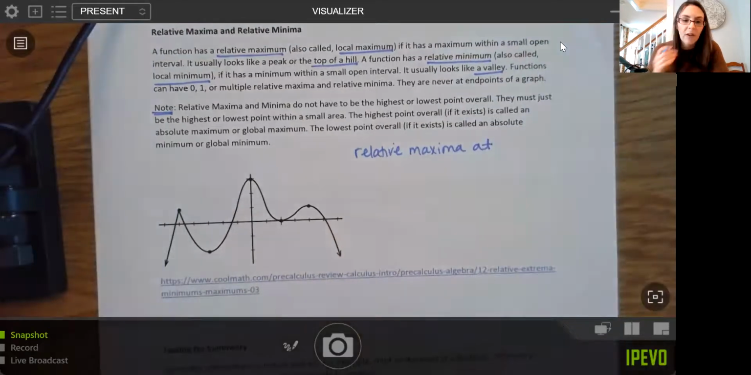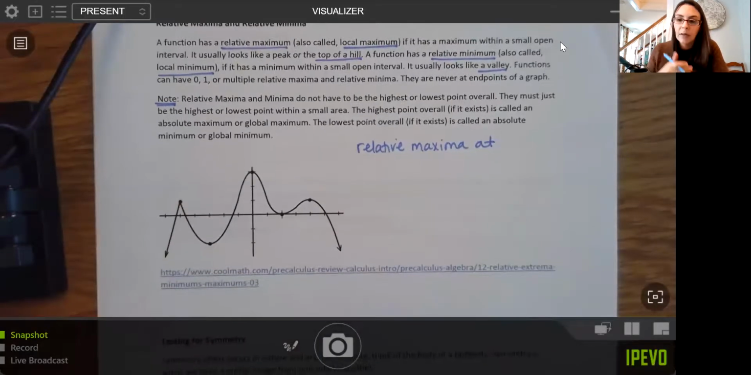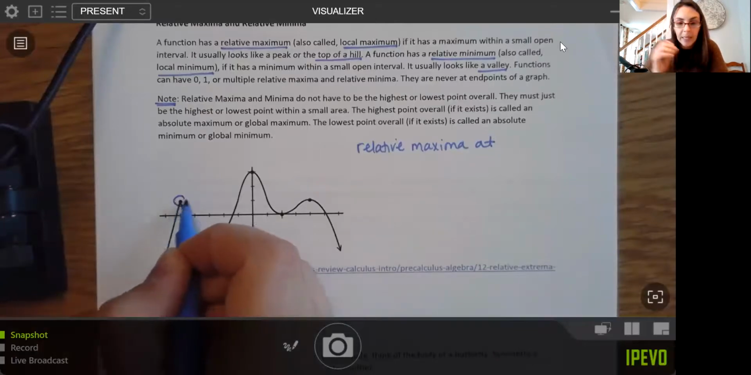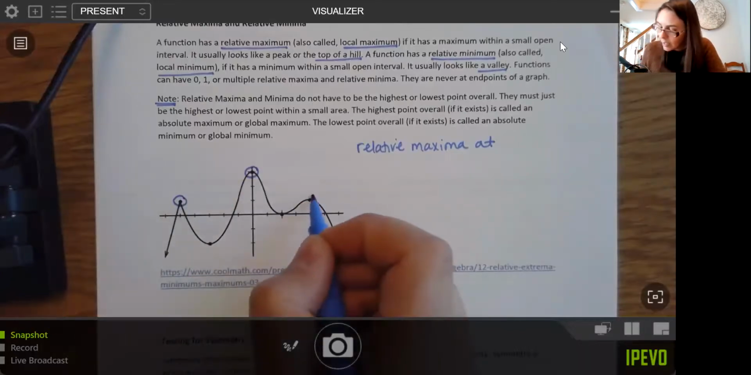So for this particular graph, and I just have a link here because I use this graph from Cool Math, which is a nice, also fun website if you want to check it out. They do a lot of good explanations there too. Notice that we actually have a few different local or relative maximums. So there's one here, right? It's a little peak in a small area. There's one here, a little peak in a small area, and there's one here.